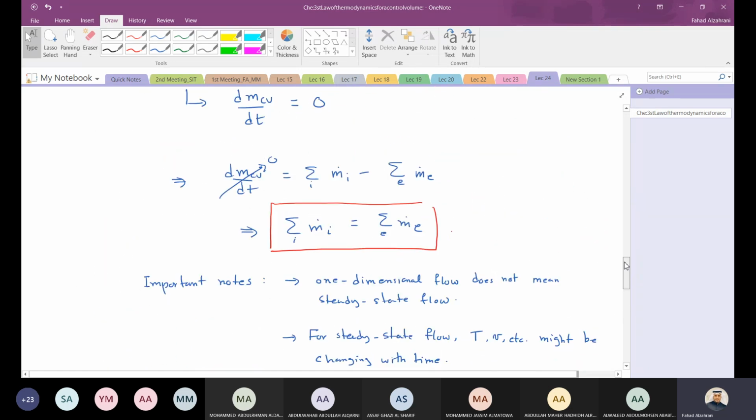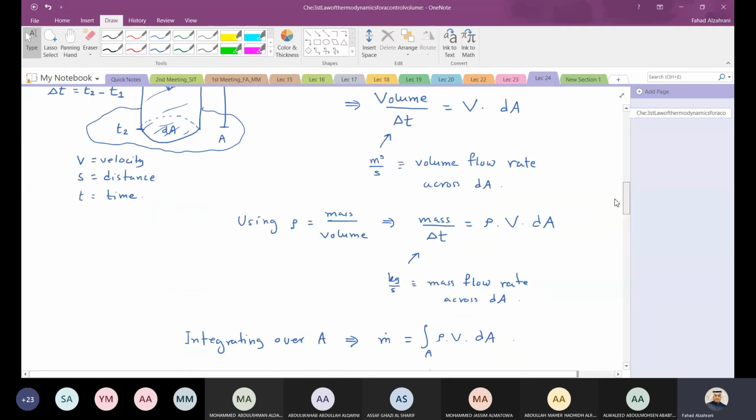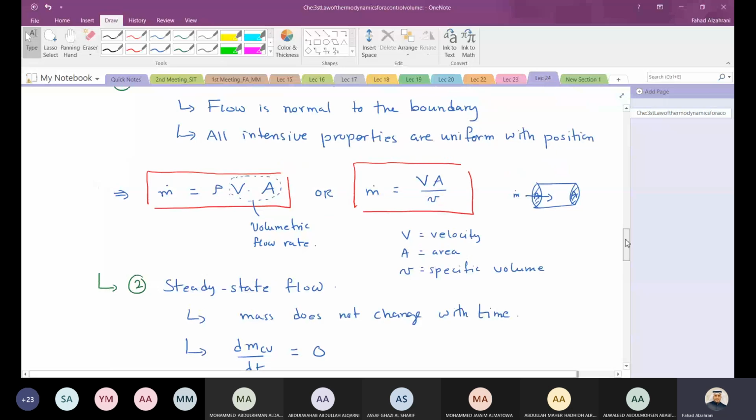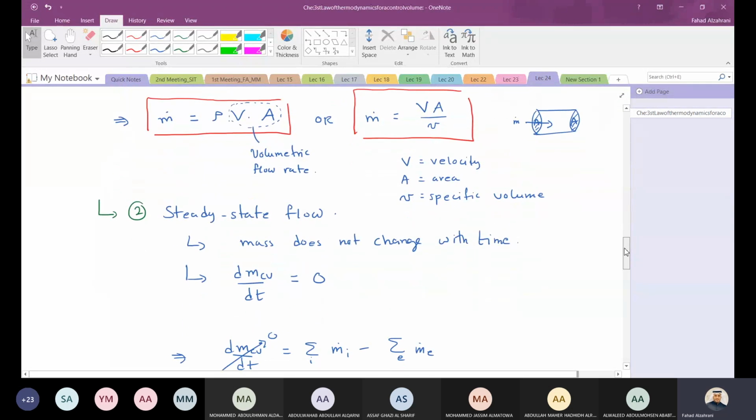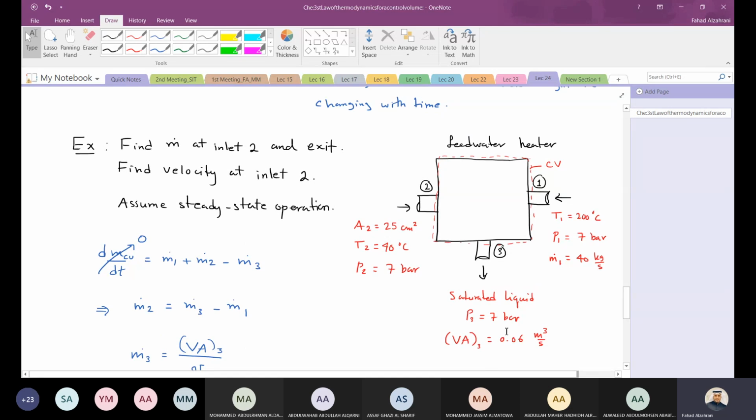Just a quick reminder, let me go back here. If you remember this mass flow rate equation, you have V times A, which based on our derivation is basically the volumetric flow rate. So the mass flow rate is simply volumetric flow rate divided by specific volume. Here in this example, I'm giving you at exit 3 a volumetric flow rate of 0.06 meter cubed per second.